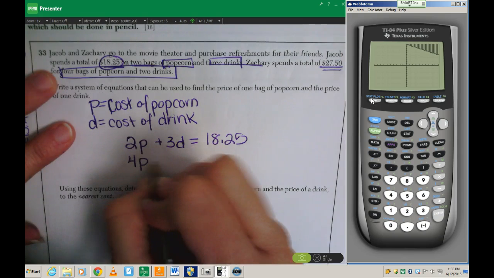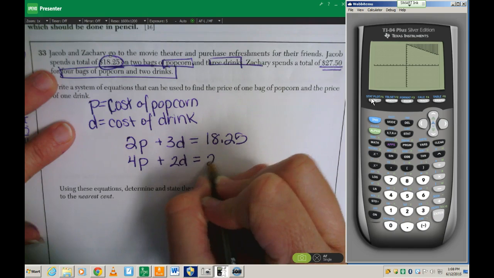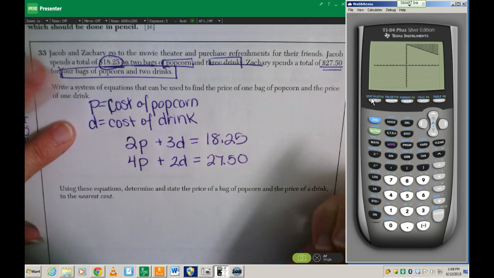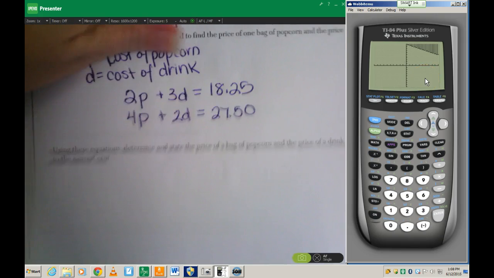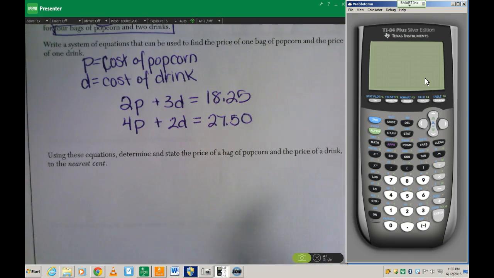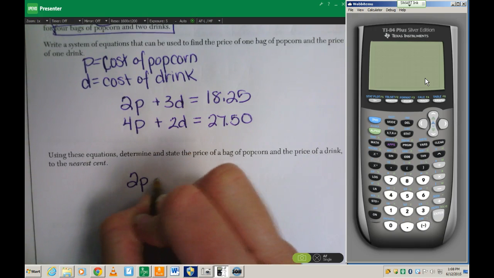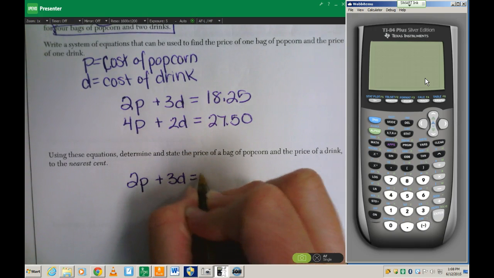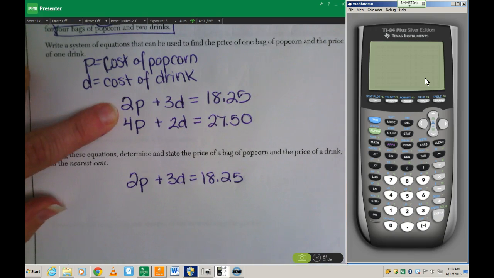And that 4 bags of popcorn plus 2 drinks is the $27.50 that Zachary spent. So now we're going to use our equations. We need to determine the price of each drink to the cents. The easiest way to do this is elimination. I'm going to take this first equation, and for elimination to work, I need to be able to cancel a variable, so I'm going to multiply this original equation by -2.